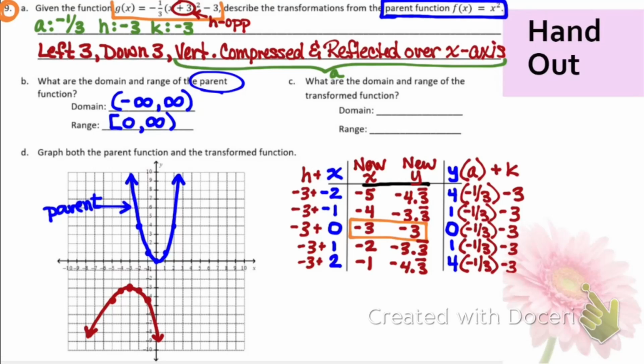What's our domain for the one that we just graphed for our transformation? All real numbers. Domain is all real numbers, -infinity to +infinity.